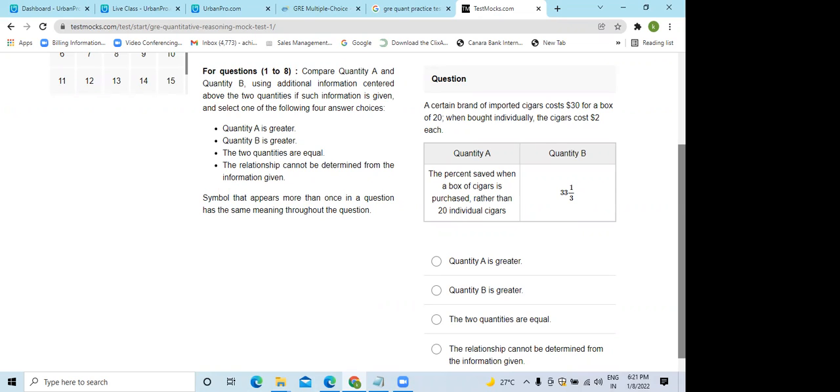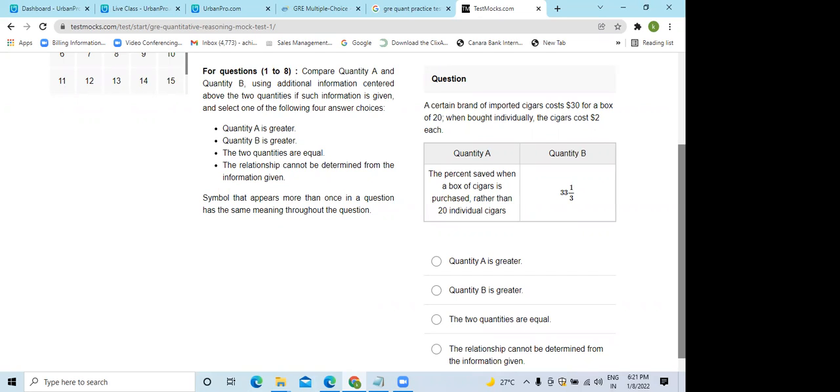You're too slow in calculations, right? It's gonna be, sir, quantity A is greater. Oh my God, how could it be? See, actually, a certain brand of imported cigar costs $30 for a box of 20 cigars. That means 30 divided by 20 is equal to how much? 1.5, right? Oh, it's 25% which is saved. Correct? So then it's quantity B. That's why I said it's very, very simple and you need not have taken so much time. So 30 divided by 20 is 1.5. So very simple. Try to understand.